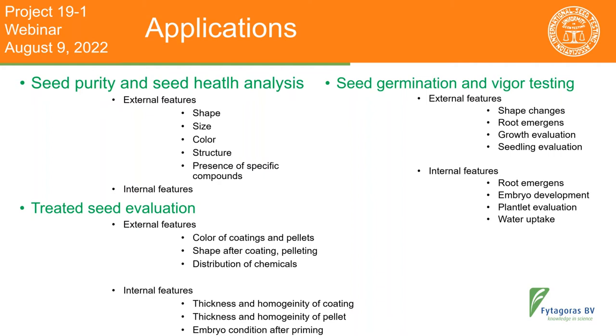And we see applications in treated seed evaluation. For coatings of seeds, pelleting of seeds, image analysis can play a role in defining the shape, the size, distribution of chemicals on seeds, internal features, the thickness and homogeneity of coatings and pellets, condition of the embryo after treatments like priming. All these possibilities are present nowadays.